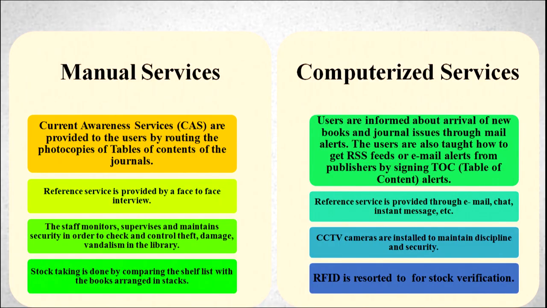On the other side, in manual services, current awareness services are provided to the users by routing photocopies of the table of contents of the journals. On the counterpart, in computer services, users are informed about the arrival of new books and journal issues through mail alert. The feedback is sent, and tables of content in electronic formats are sent with the help of email to the users.